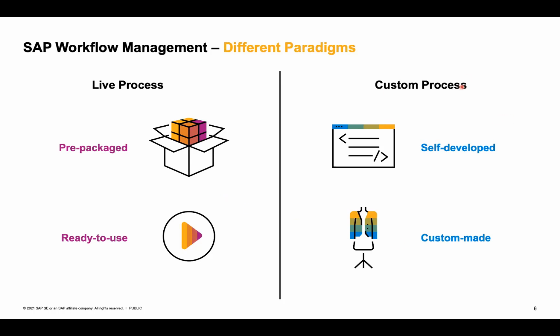But then on the other hand, if you need something specific or custom made, you go for the custom process, develop the process yourself, and sure. The advantage is it's custom made. Disadvantage, it's not ready to use until you have finished your project. We will have a look into both of these processes. On the one hand side, how can we build our own stuff? And on the other hand side, how can we activate the prepackaged stuff?